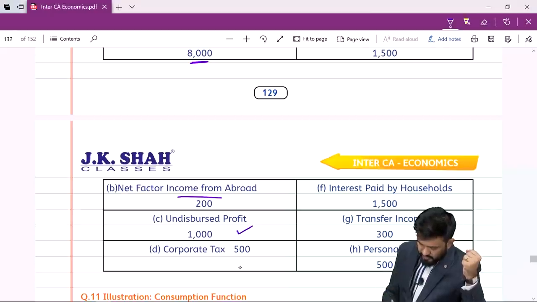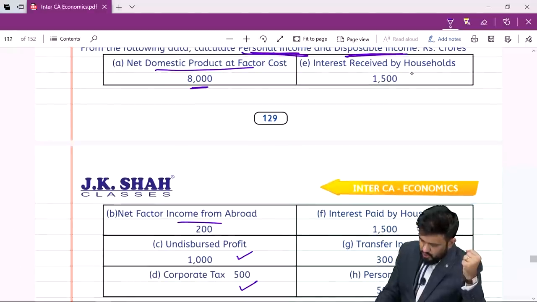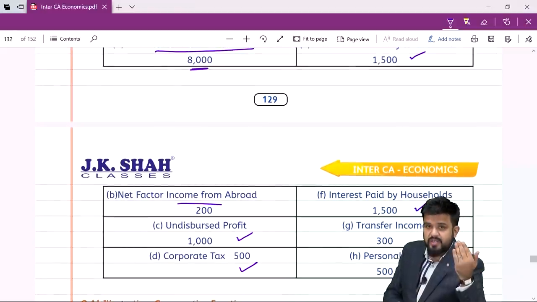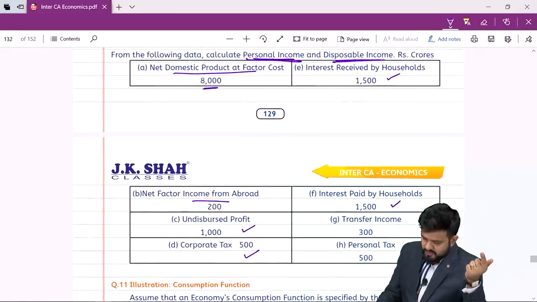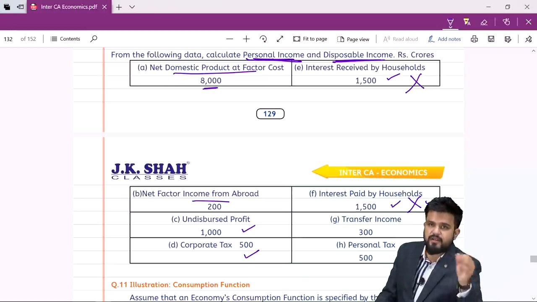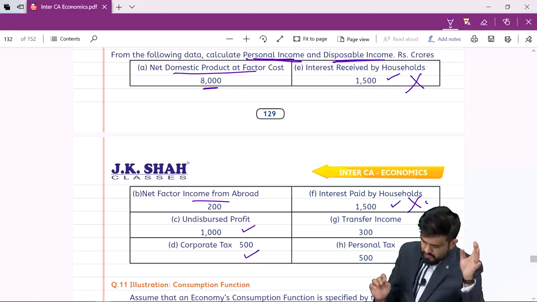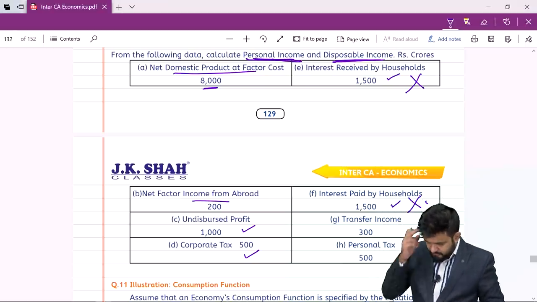Undistributed profit is given, corporate tax is given, interest received by household 1500, interest paid by household 1500. So can I say interest received 1500 will be added and interest paid 1500 minus? So this effect gets nullified. 1500 plus, then minus 1500, zero. So the effect is gone. Transfer income is given, personal tax is given.